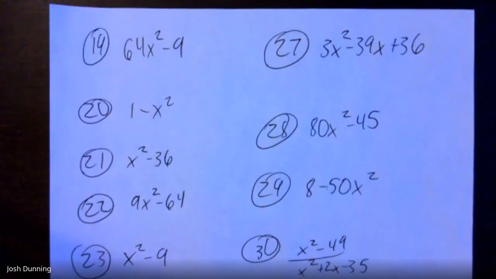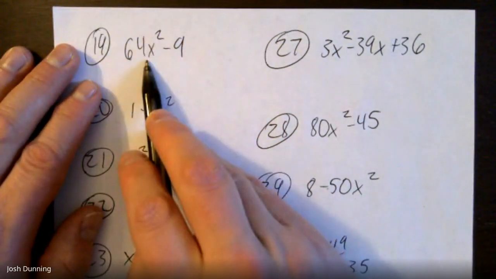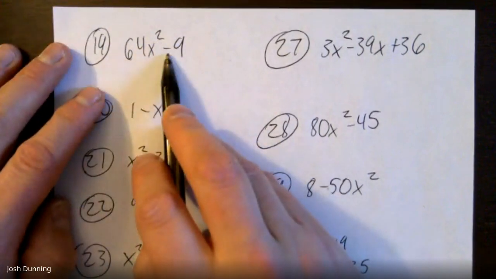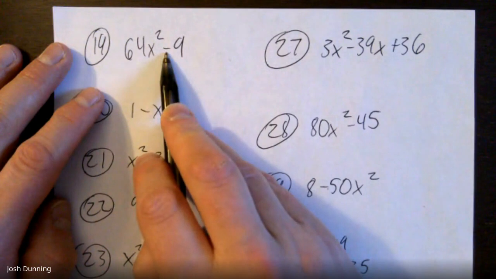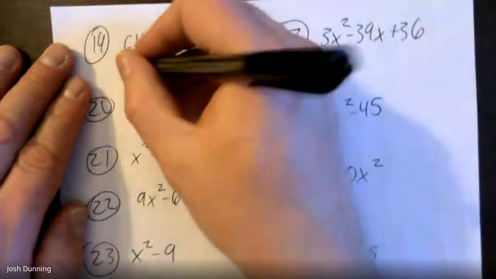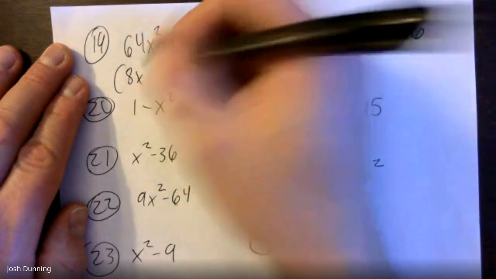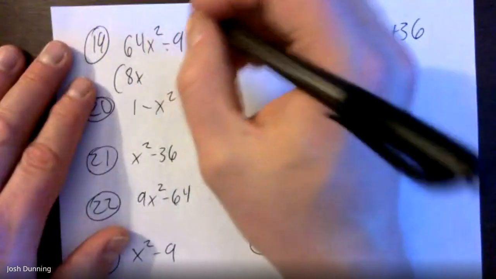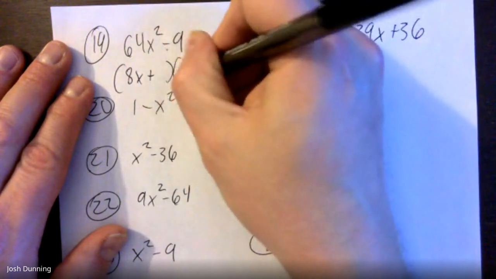All right. Now, let's see. Difference of two squares. That's a perfect square. X squared is a perfect square. It says square on it. That's a difference. Remember in math, difference means minus. That's a perfect square. 8x is the square root of the first term, so that has to go first. That one gets a plus, the other gets a minus.